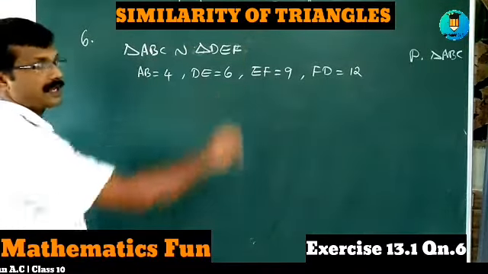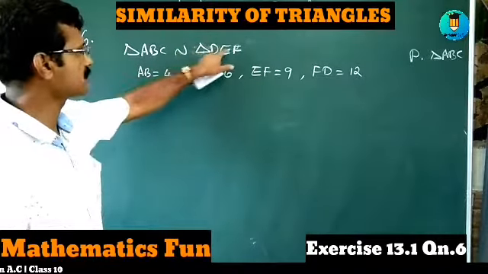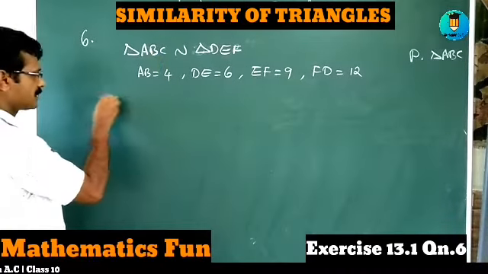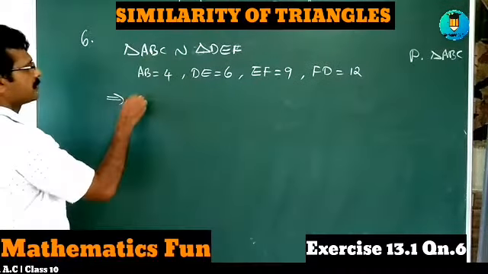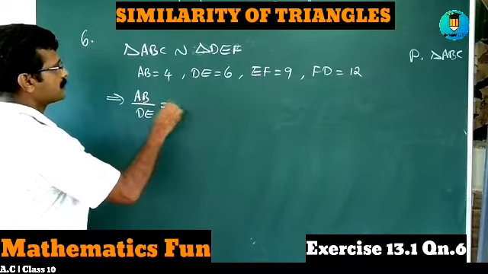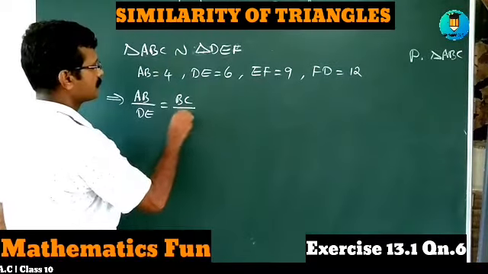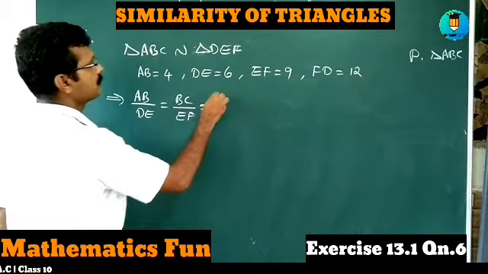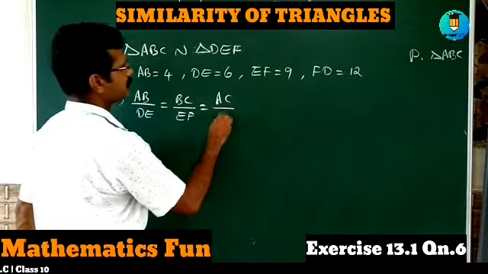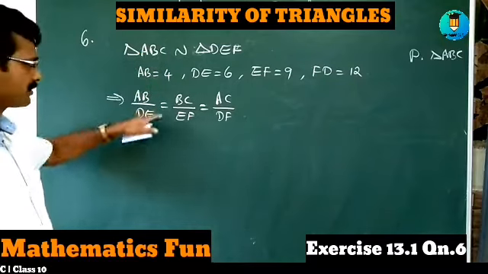So first of all, given the triangles are similar, we can write that their sides are in proportion. So from this we can write AB by DE is equal to BC by EF is equal to AC by DF. Since the triangles are similar, as already given, we can write this.